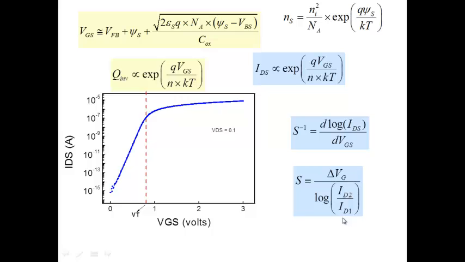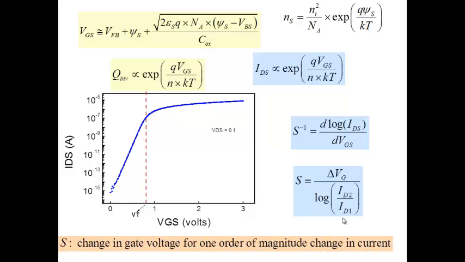So how should we physically understand S? See whether it makes sense. S is the change in gate voltage required for 1 order of magnitude change in current. That's how you should think of S. If ID2 by ID1 is 10, log of 10 is 1, and therefore S is nothing but the change in voltage required to cause the current to change by 1 order of magnitude. So if you want to change the current by 5 orders of magnitude, how much gate voltage do you have to apply? 5 multiplied by S. So S denotes the amount of gate voltage required for a change in the current.